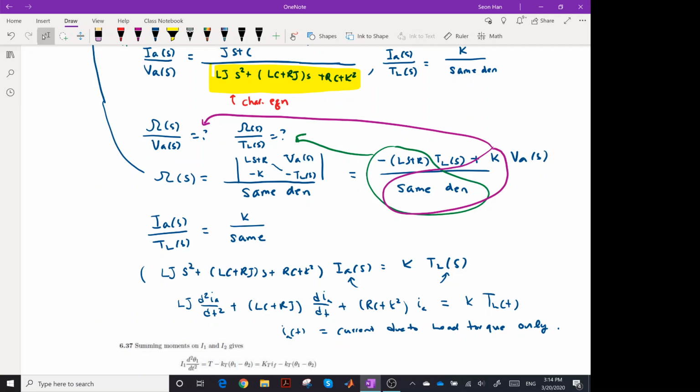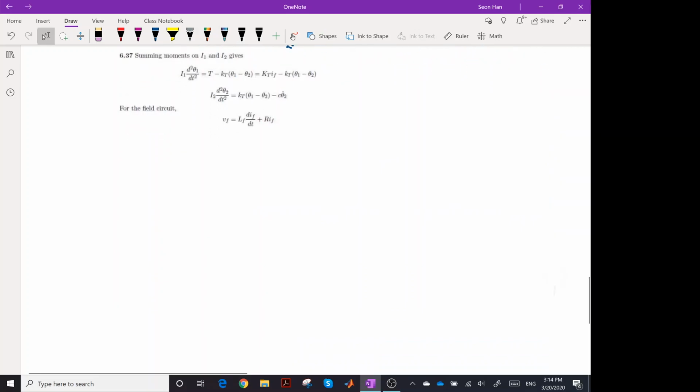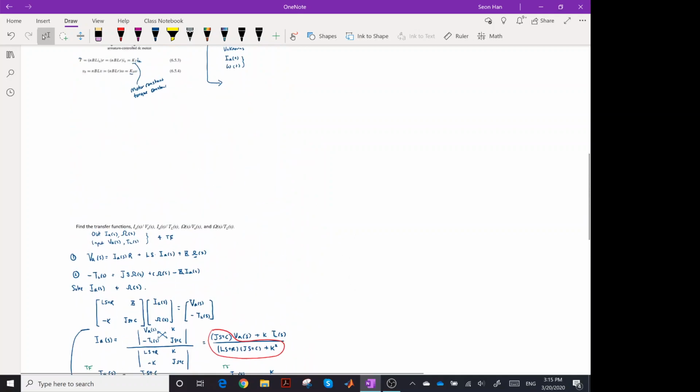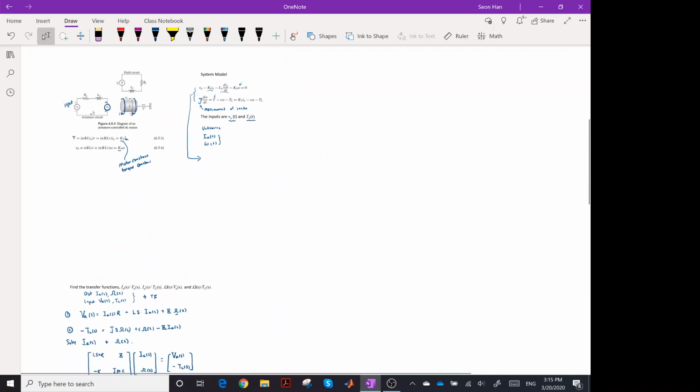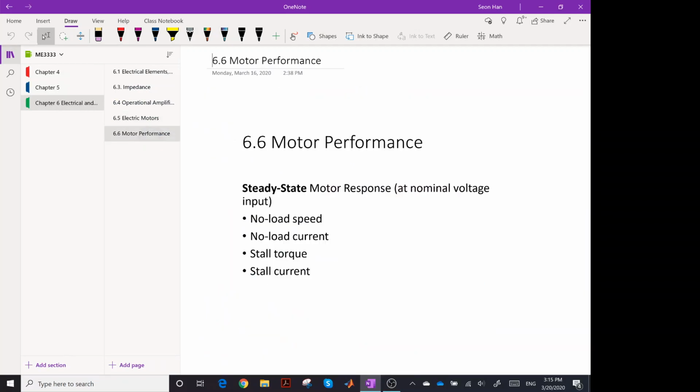Okay, so now let's see. Oh, let's skip that one. I think this is the end. Actually, this is the end of the electric motors. Oh, actually, it was split into two sections. So now let's talk about the motor performance.